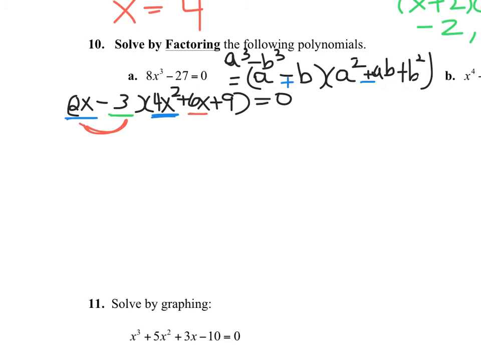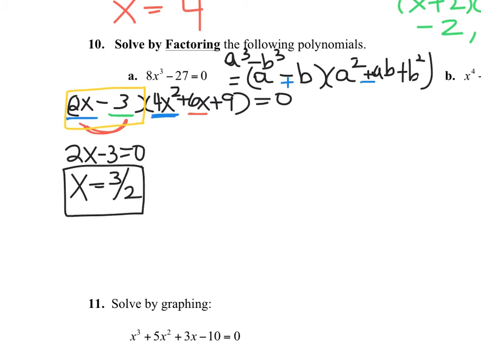All right, so for these, this binomial right here will always give you your one real answer. So you set it equal to 0, and you get that x is 3 halves. That's your one real answer. From this trinomial here, 4x squared plus 6x plus 9, you're going to set that equal to 0 and solve. And unfortunately, it's not factorable. It will never be factorable. And you will always have to use your good old quadratic formula on this part.